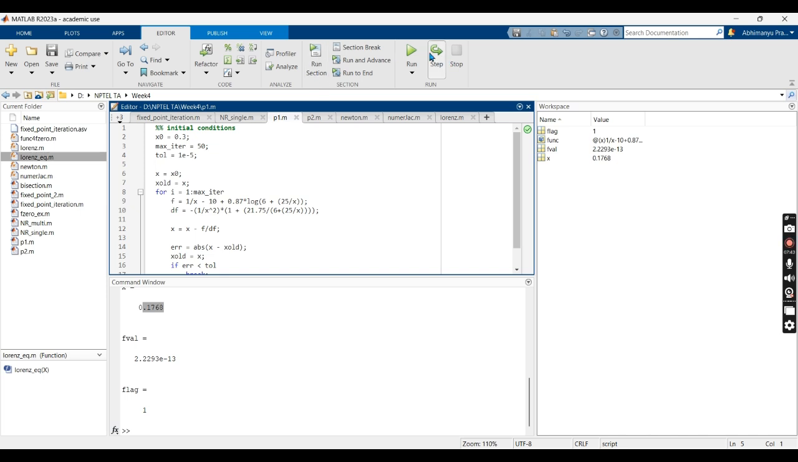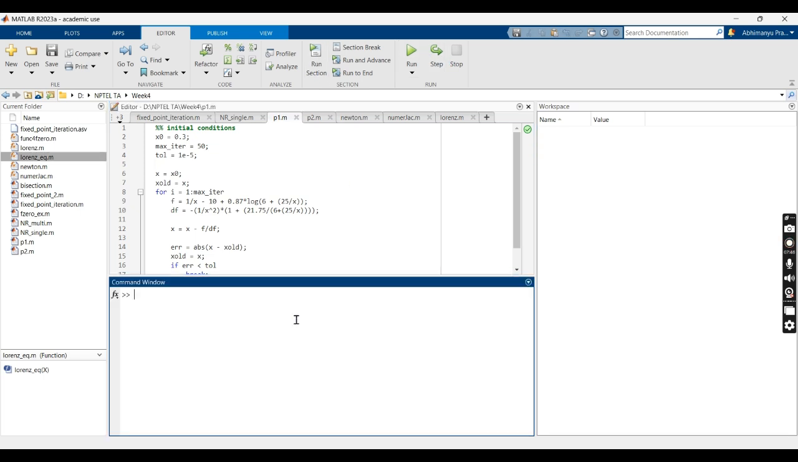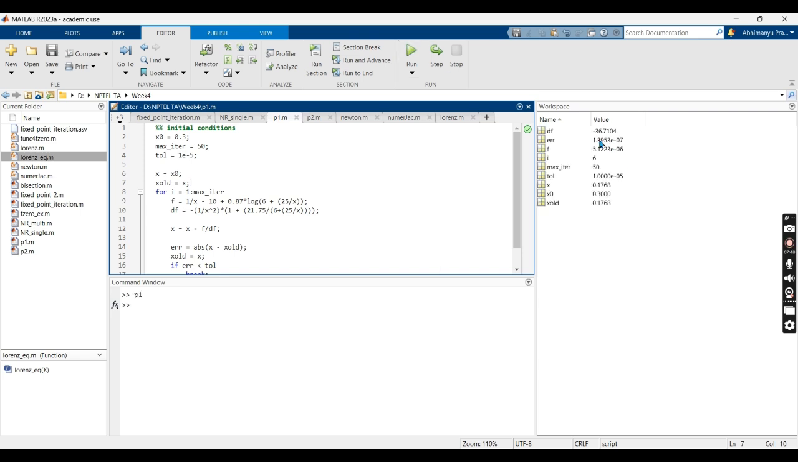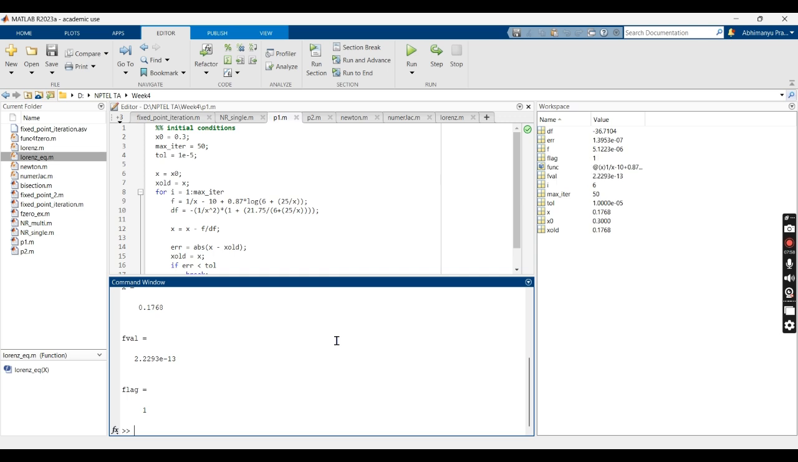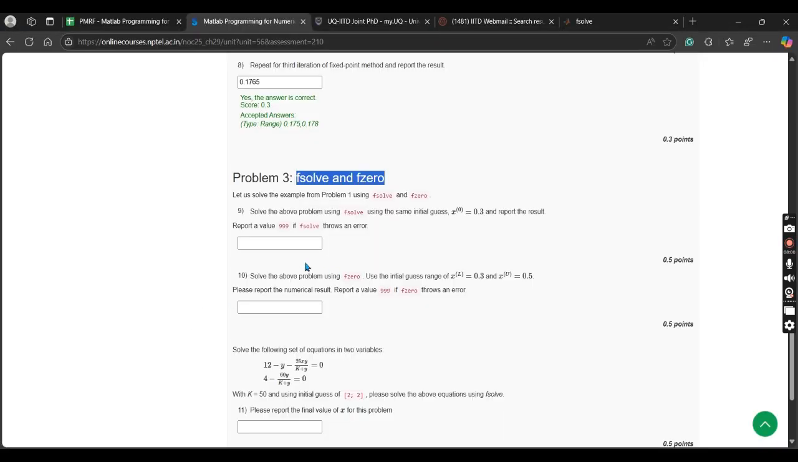So if I run this for a long number of times, I'm getting the same result, 0.1768. Solve the problem using the initial guess in this range. Yeah, so you can see that the solution is 0.1768.